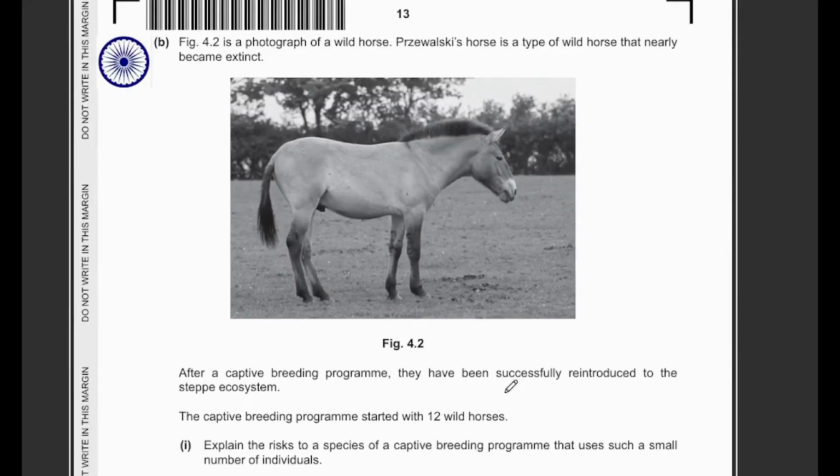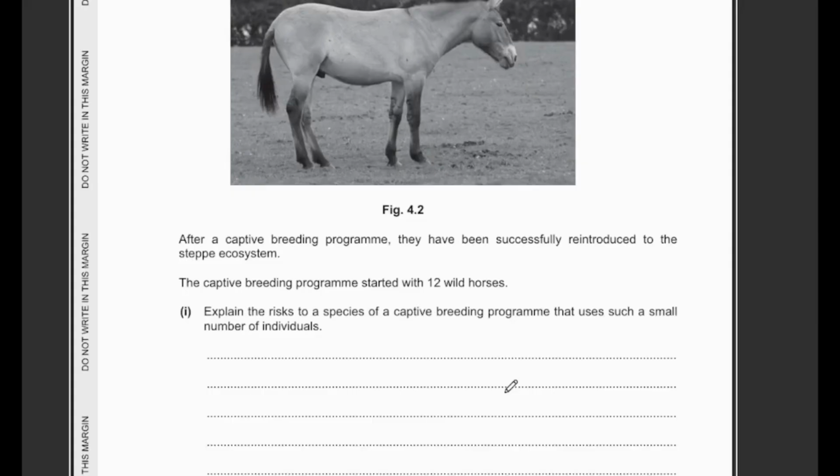Figure 4.2 is a photograph of a wild horse, and this is a type of wild horse that nearly became extinct. Fine. After a captive breeding program, they have been successfully reintroduced into the steppe ecosystem. The captive breeding program started with 12 wild horses. Explain the risk to a species of captive breeding. Captive breeding is in a closed environment, in a closed nature. They actually perform this breeding program very carefully to protect the organism that uses such a small number of individuals here. Now what is the risk behind this?